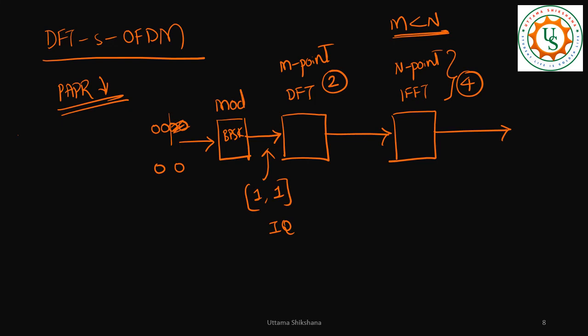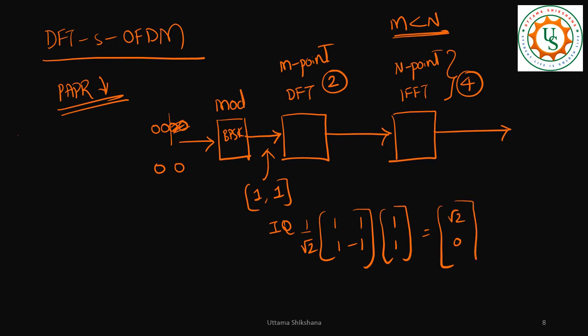Next is the M-point DFT, right? How does a 2-point DFT matrix look like? So 1, 1, 1, minus 1, right? And my input is 1, 1. So if I do this, how much do I get? Even if I take 1 by square root of 2 as a normalization factor, then it will be square root of 2 and 0. Correct? So at this point, I have square root of 2 and 0.